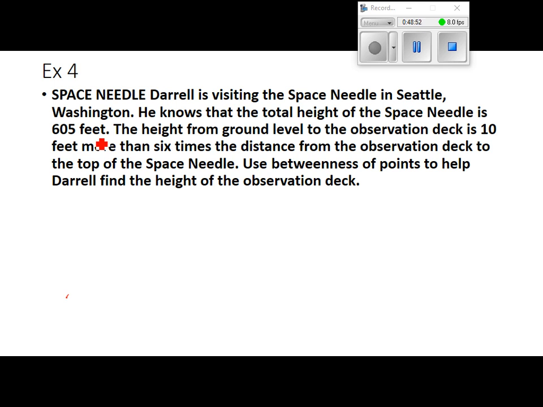Jump back on your computers. On your computer, example 4. Read that real quick. Take a minute and read it. Take a minute and try to remember some names.